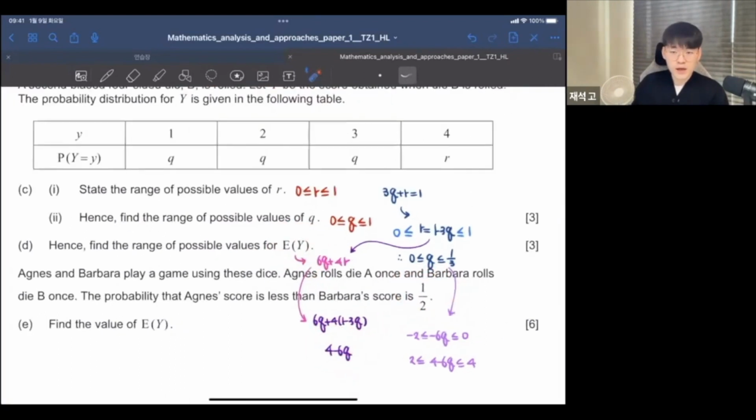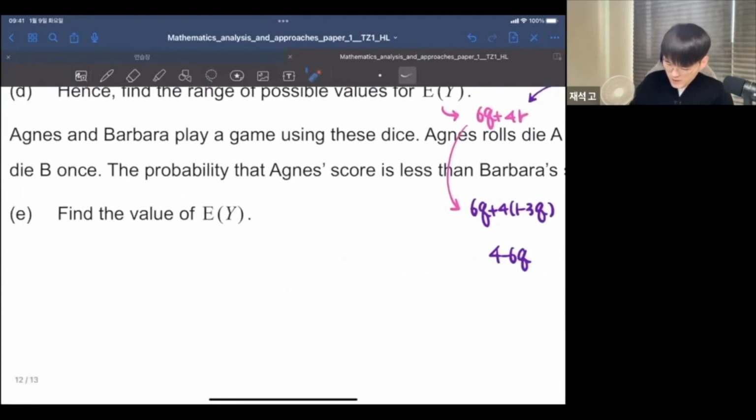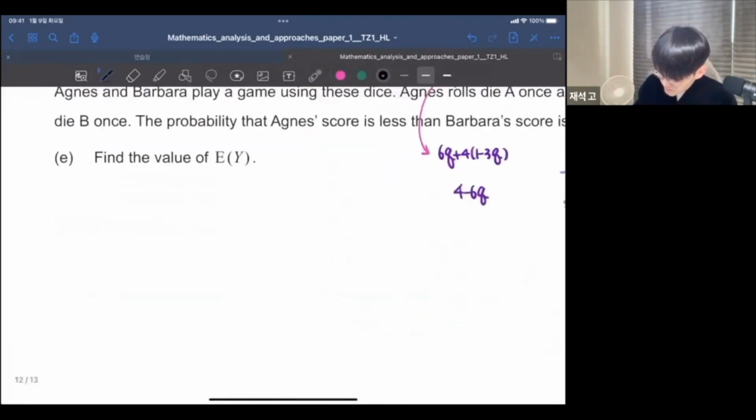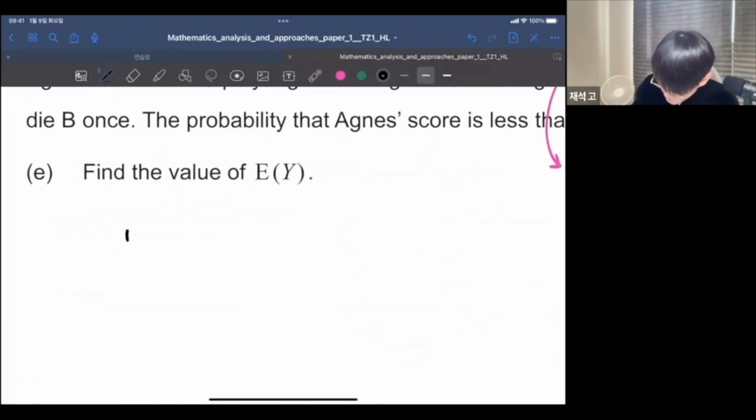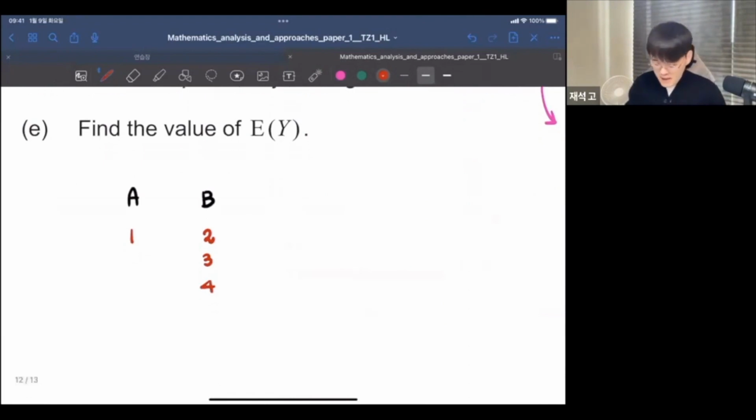So now we're going to calculate the probability. We're going to roll 2 dice, and the probability that A's number will be smaller than B's is given. So what do you think we should do? There is a dice A and a dice B. When A is 1, the possible outcomes are B equals 2, or B equals 3, or B equals 4. If A is 2, then B should be 3 or 4. If A is 3, then B should be 4.